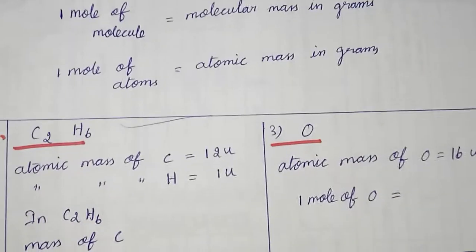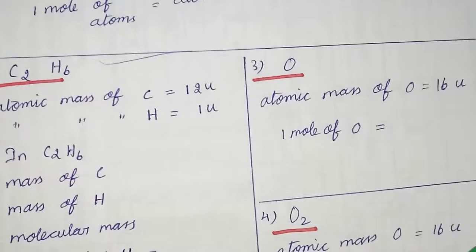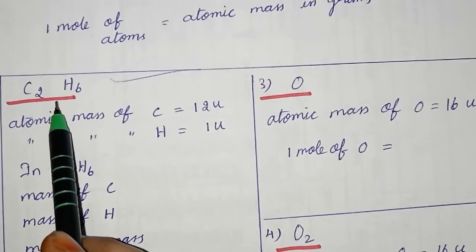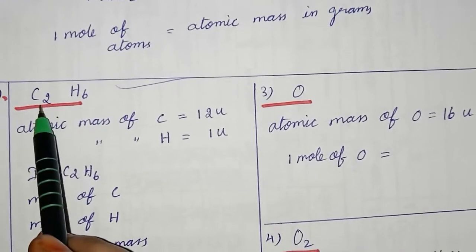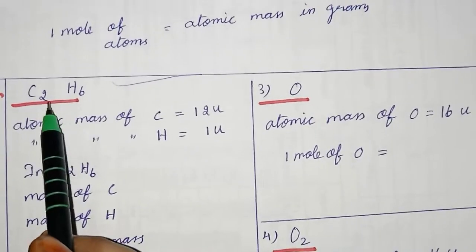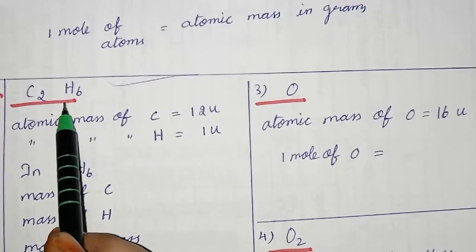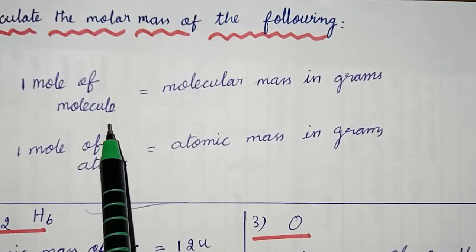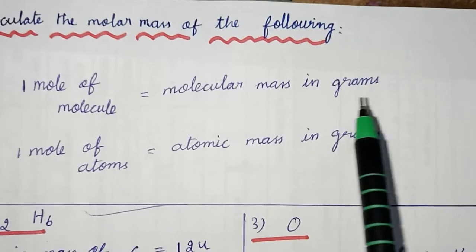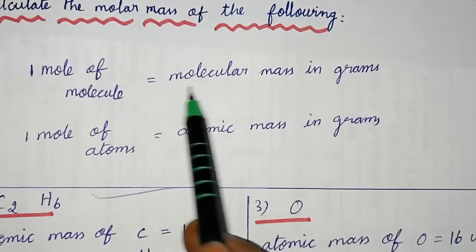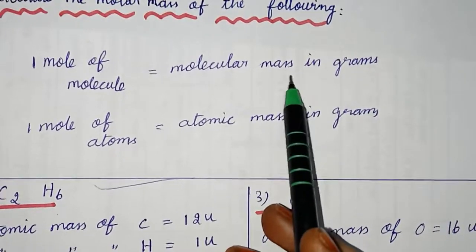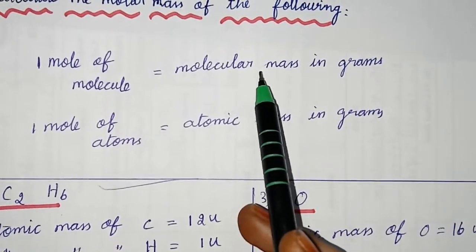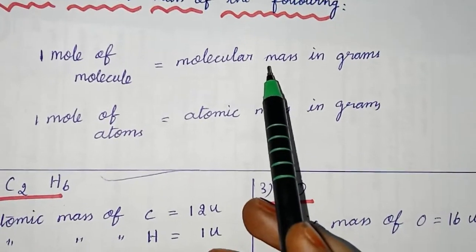Okay, first sum, C2H6. First we have to identify whether it's a molecule or an atom. This is a molecule, so the formula is: 1 mole of molecule is equal to molecular mass in grams. So we have to find the molecular mass first. How do we calculate the molecular mass? Sum of the atomic masses of atoms present in a molecule.